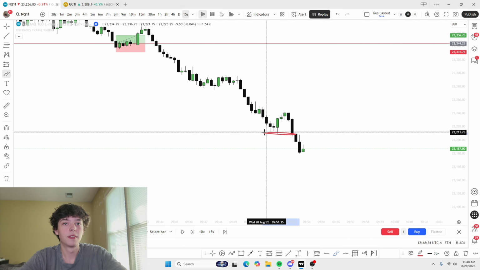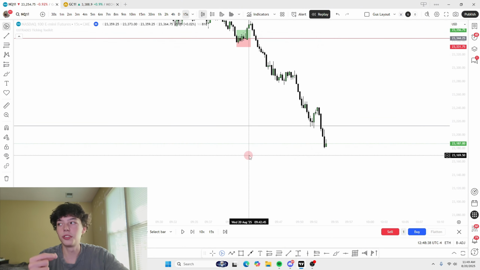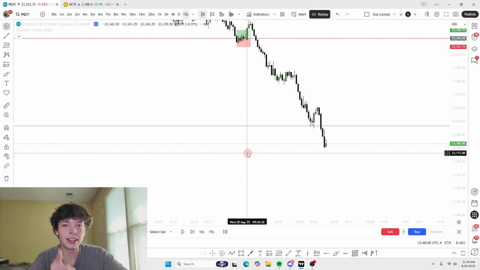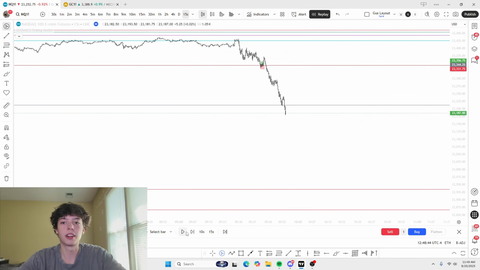right here. Rejection and then failure. But we're still getting the rejection, so as long as you market order, don't do limit. If you market order these levels, you can usually win these trades just by doing that.